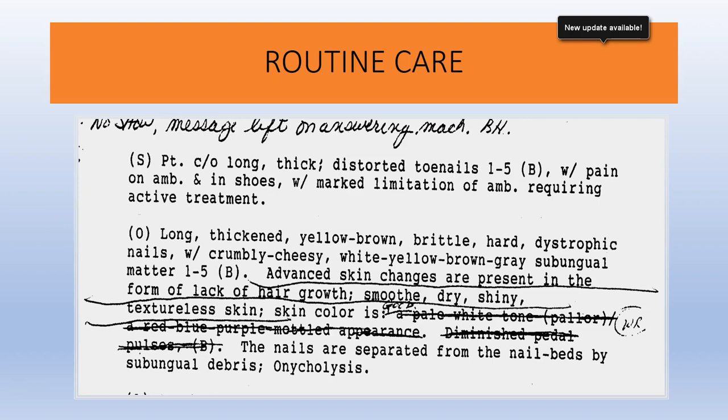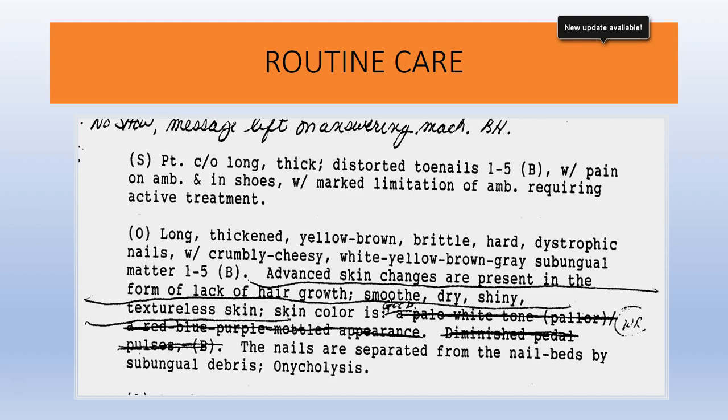And I see this not uncommonly in reviewing malpractice cases, and it's an example of paying attention to what you've written before. So there's a note from a patient who's seeing a podiatrist to have toenail reduction. They're getting routine foot care, as they say. And in order to justify that foot care and justify Medicare payment, the note indicates that the patient has advanced skin changes with lack of hair growth, dry, shiny, textureless skin. Skin color is pale white tone with pallor, a blue, purple, mottled appearance, diminished pulses.